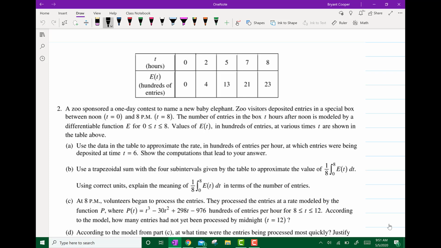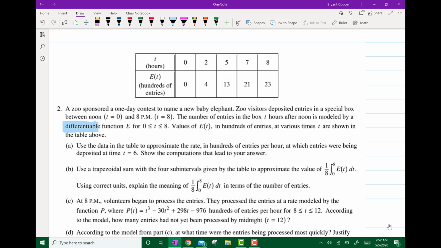Cool. That means we're continuous, right? Differentiable means continuous. Values of E of t in hundreds of entries at various times are shown at the box. So like at t equals 2, there's 400 entries. At t equals 5, there's 1300 entries, and so on.